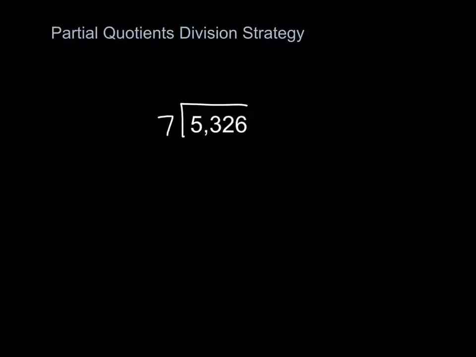What I like to do is first extend this line going down the side like that, because I'm going to show some work over on the right side. The first thing I want to ask myself is, what can I multiply 7 by? What can I multiply by my divisor to take away a big chunk from that dividend, the bigger number? So I have to use multiplication facts that I know to take away a big chunk.